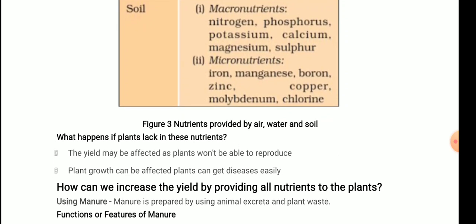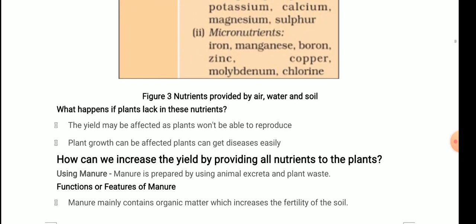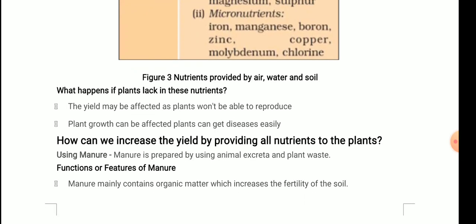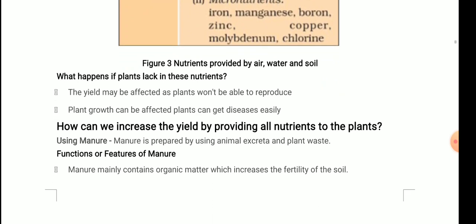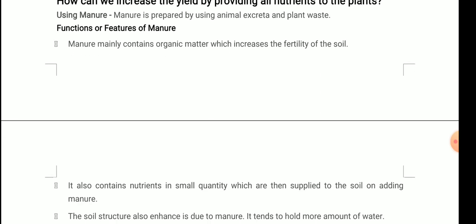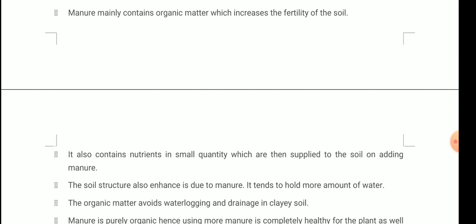First one is using manure. As you know, manure is prepared by using animal excreta and plant waste. Now the functions, or you can say the features of manure. Manure mainly contains organic matter which increases the fertility of the soil. It also contains nutrients in a small quantity which are then supplied to the soil on adding manure.